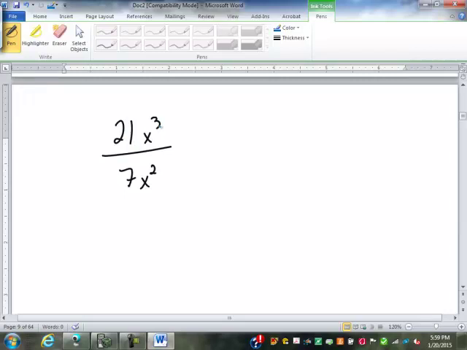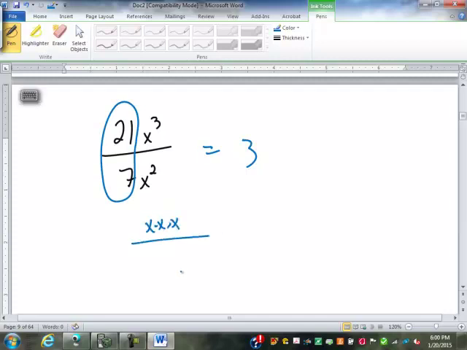Just like multiplication, we combine the counts. 21 divided by 7 is 3. Then we combine the names. Well, we have x to the third, which is 3 x's multiplied together. X squared, which is 2 x's multiplied together. We can cancel out 2 of the x's to leave us with just an x. Or for those of you familiar with powers and exponents, you just subtract the powers. 3 minus 2 is 1.